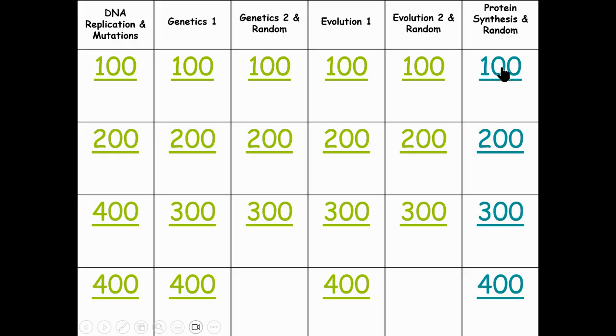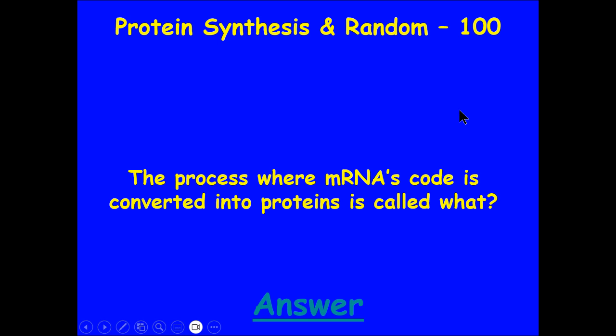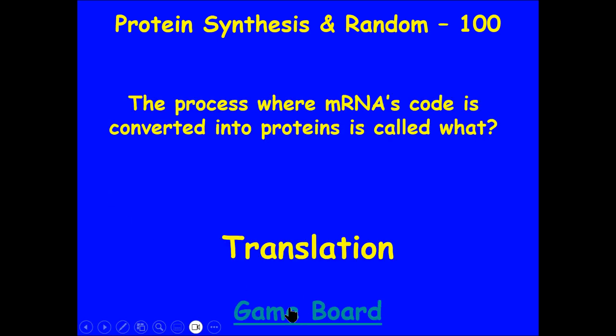All right, protein synthesis and some random questions. The process where messenger RNA's code is converted into proteins is called what? Not the process where messenger RNA is made. It's where that code is taken from the nucleus out to the ribosome. What do we call that? It's called translation. Translation is basically synonymous with protein synthesis.